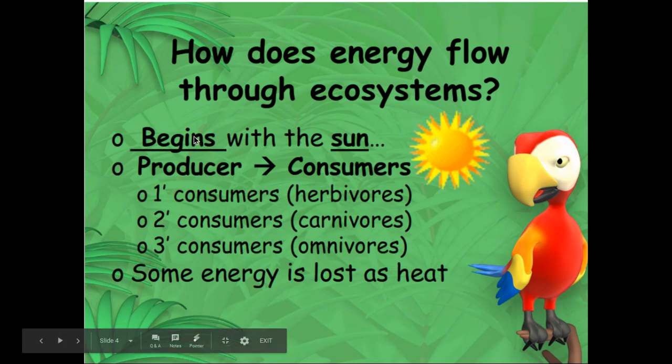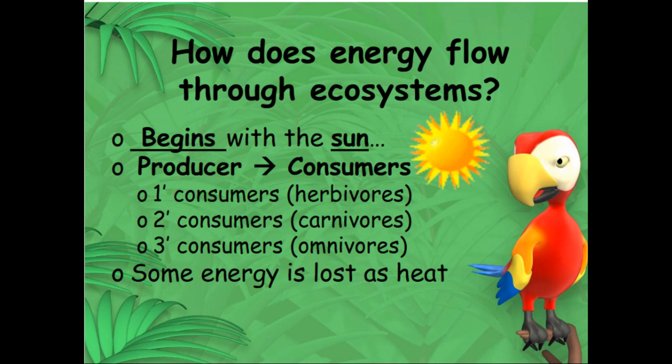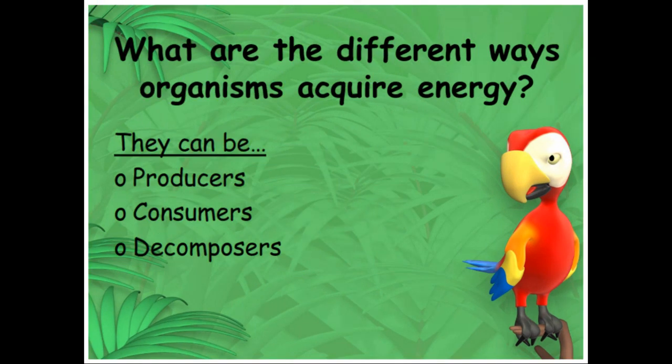But along the way, from the sun to the producer and to each level of consumer here, some energy is lost as heat. And we'll do an activity to model that, okay? So not all the energy makes it from one spot to the next spot. Okay? So what are the different ways that organisms acquire energy?